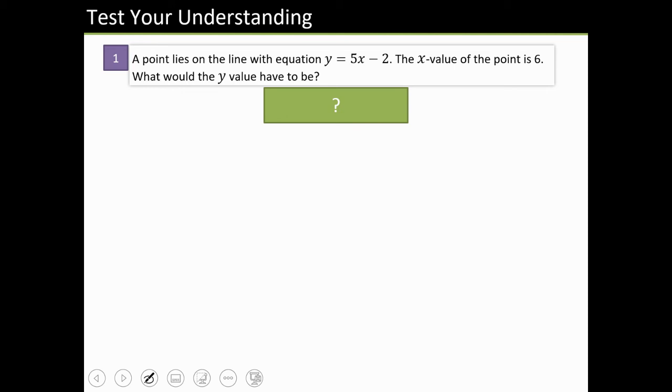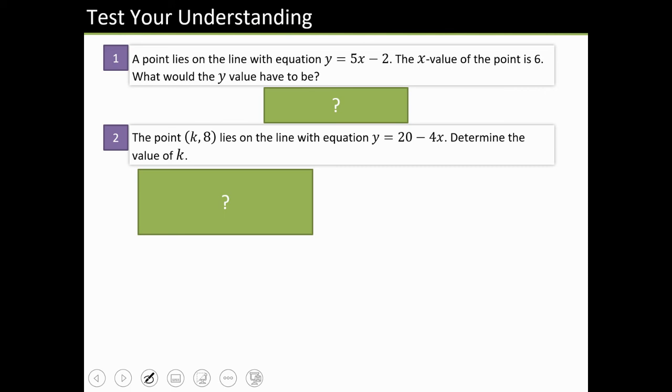Question 1. A point lies on the line with equation y is equal to 5x minus 2. The x value of the point is 6. What would the y value have to be? So what would I need to do? Whoops, I gave that away. So question 1 is y is equal to 5 times 6 minus 2 is equal to 28. So all you have to do is substitute it into the equation.